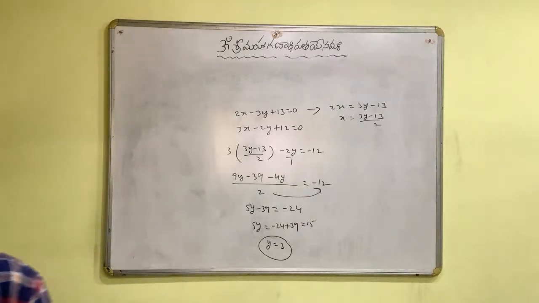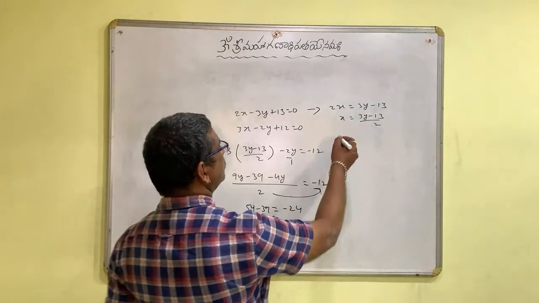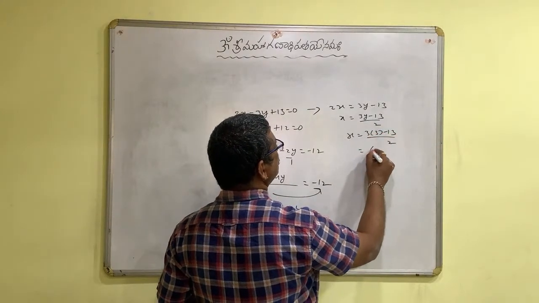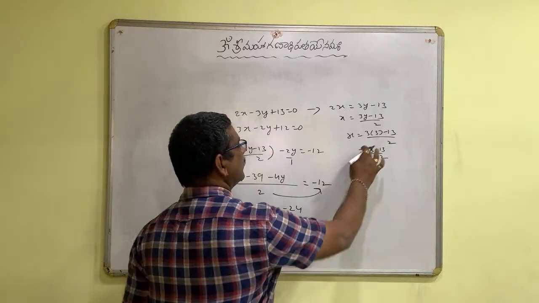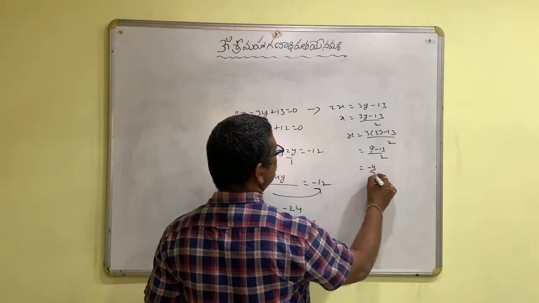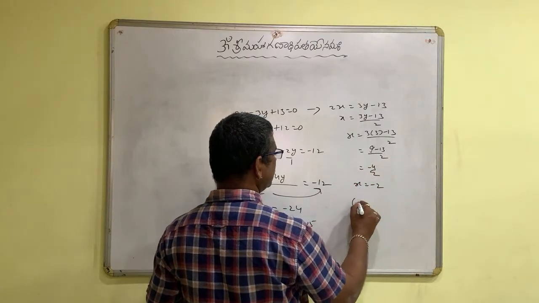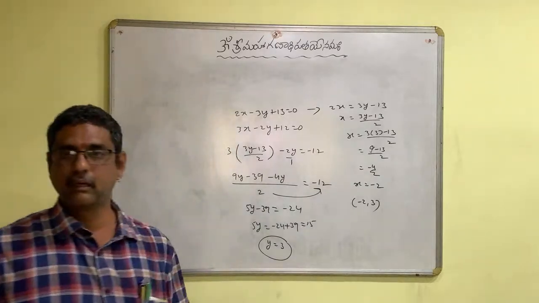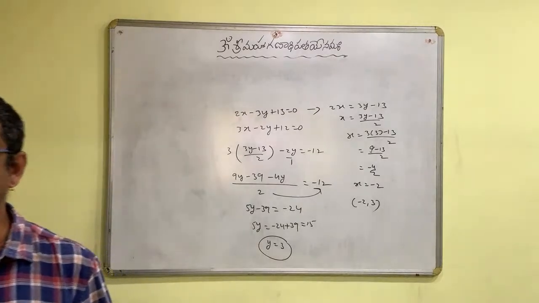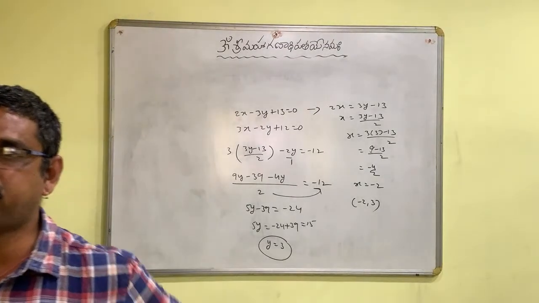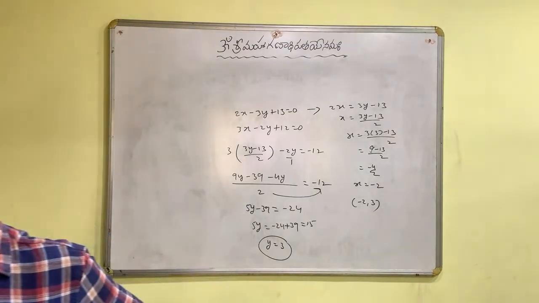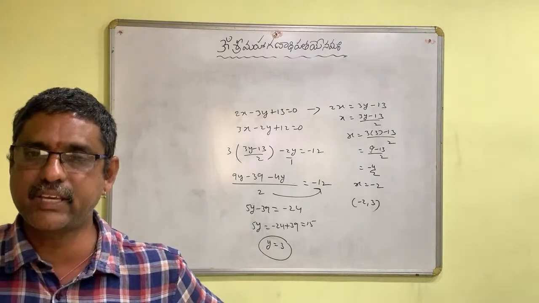Y value is 3. Substitute 3 here. X is equal to 3 into 3 minus 13 by 2, 9 minus 13 by 2, which is negative 4 by 2. So x value is negative 2. So the common solution is negative 2 comma 3. That means the graph of the two equations will give two straight lines which are intersecting each other.